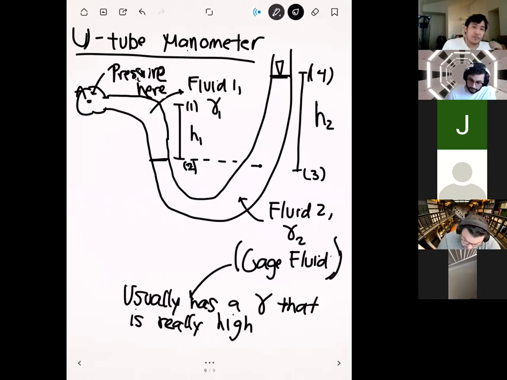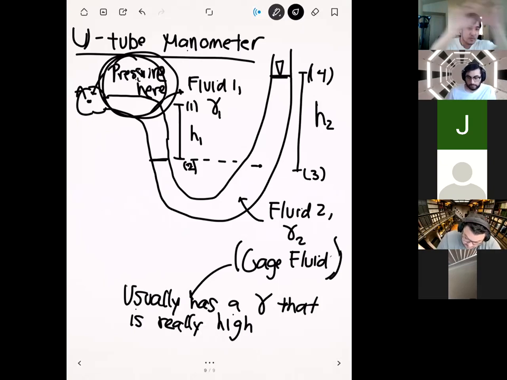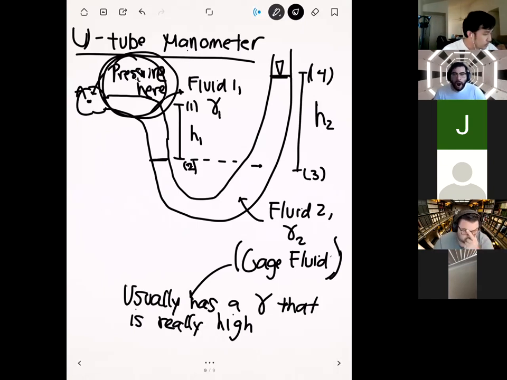Okay. And so what we're going to do is we're going to use the specific weights of the different fluids. We're going to use their height differences, and then from that we're going to measure the pressure at this location right here. Okay. And so the way that we're going to do this is we're basically going to go around the U tube. So we're going to start at point A, go over to point 1, go to point 2, go to point 3, go to point 4. Okay. And then from all that, we'll be able to measure the pressure at point A, which we'll do on the next page. But before I do that, are there any questions on just U-tube manometry or gauge fluids?